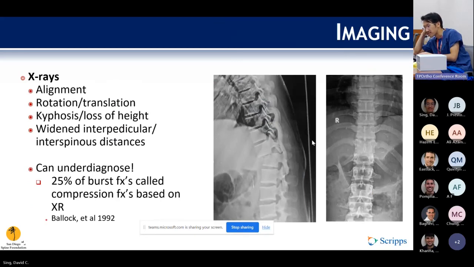When you're evaluating the X-rays, overall, you're looking at alignment both segmentally and globally. Looking for kyphosis, any rotation or translation. Talked about the interpedicular distance, and a lot of times the fractures are underdiagnosed based off X-ray. I think nowadays people go to CTs a lot quicker, so diagnosing the fracture on X-ray is probably less common.